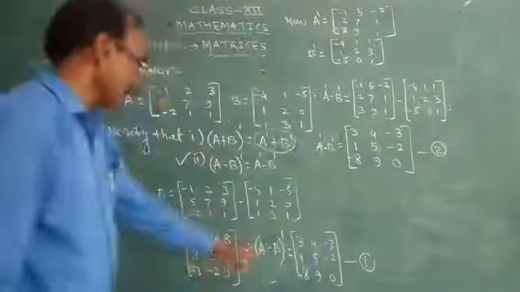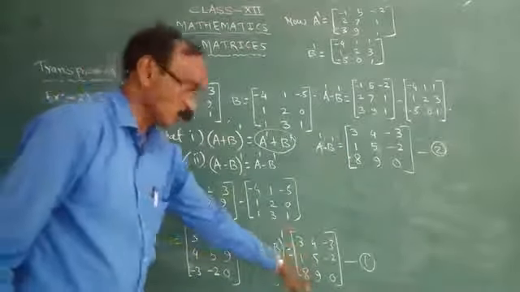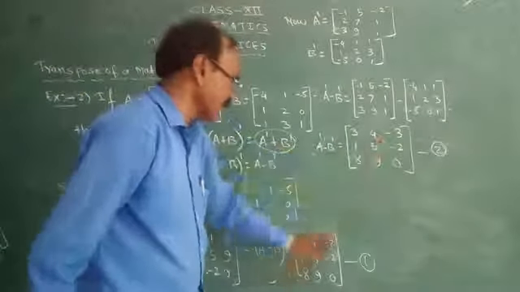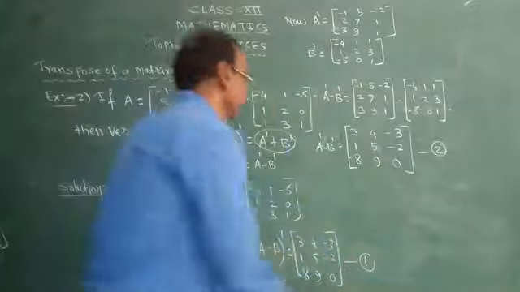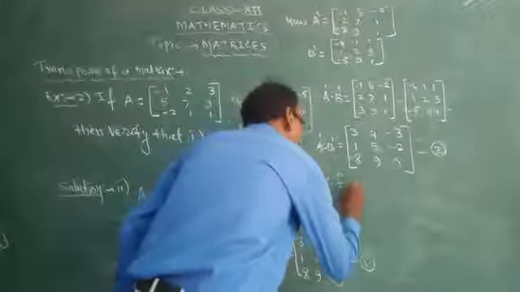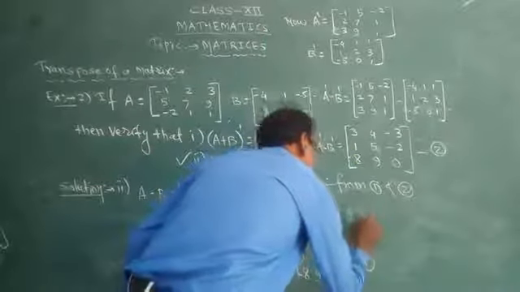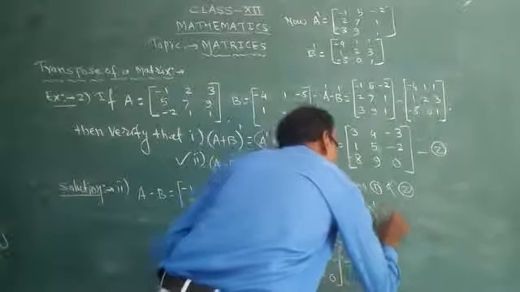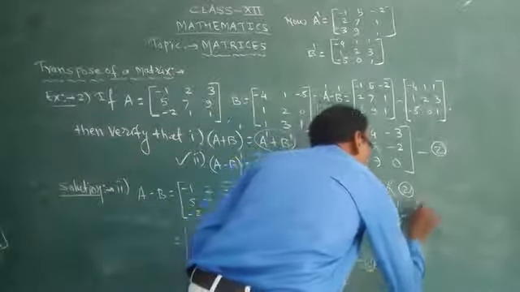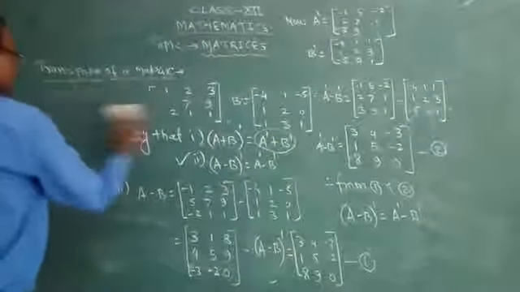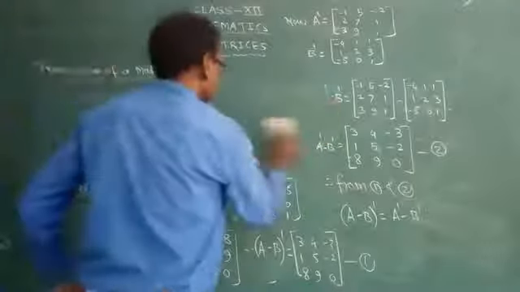Now see, (A minus B) transpose is equal to this matrix, and A transpose minus B transpose is this matrix. Both are same. Therefore, from 1 and 2, we can write (A minus B) transpose equals A transpose minus B transpose. It is verified. Okay. Then next question.